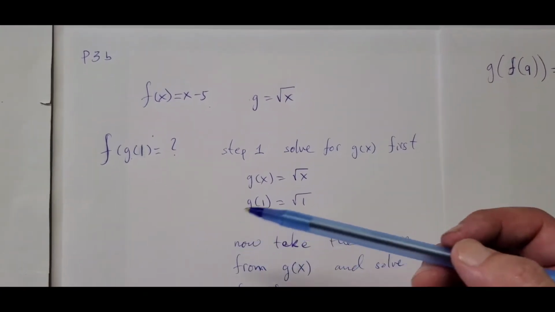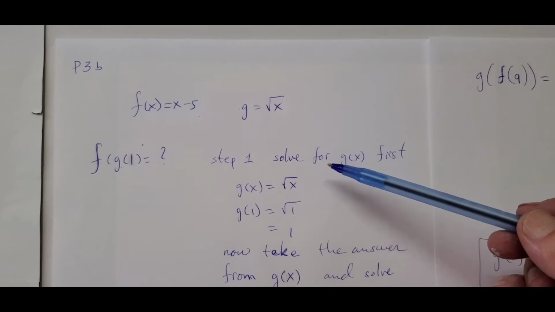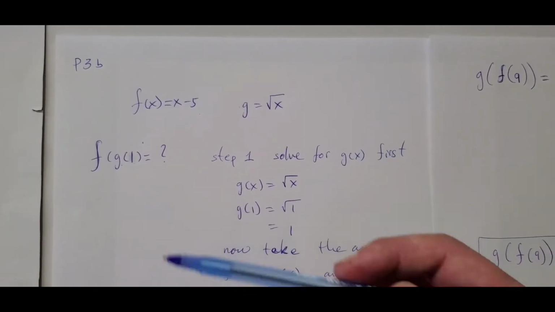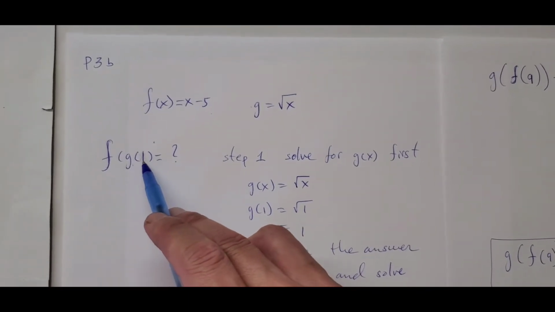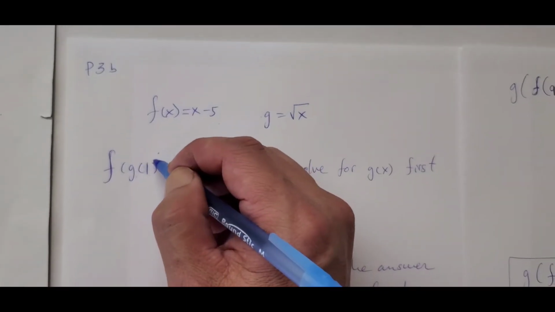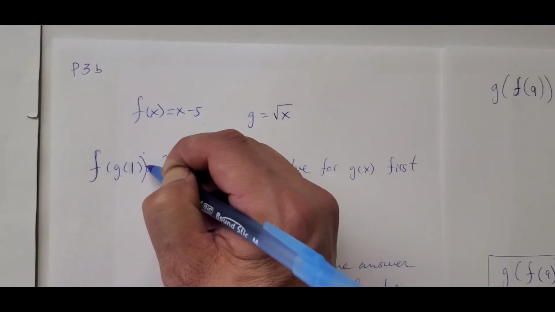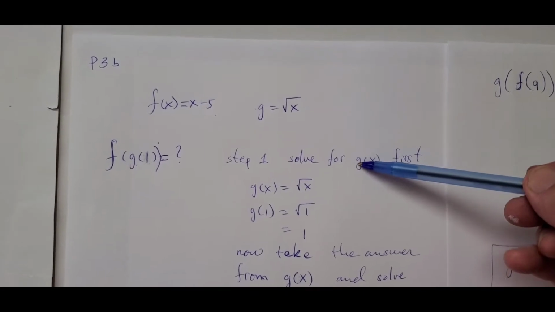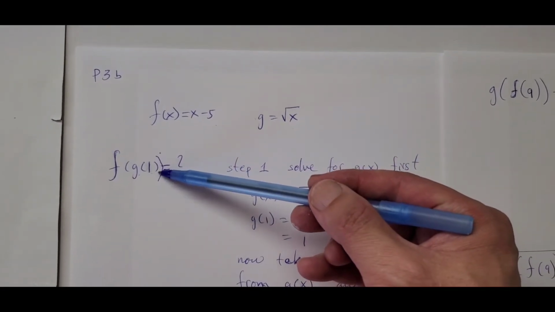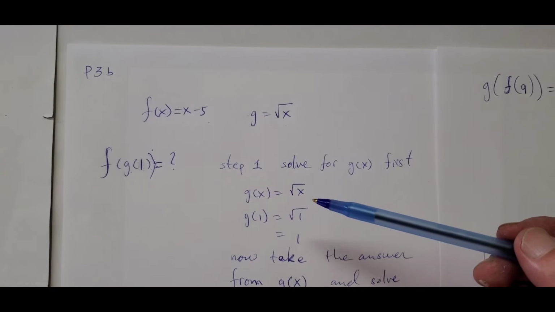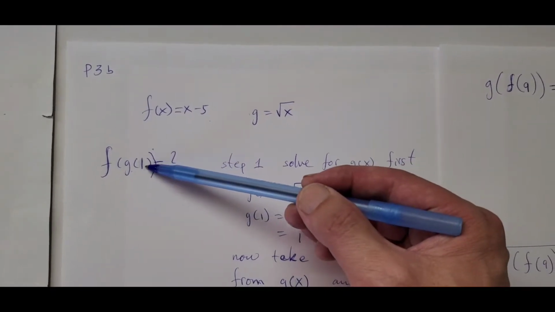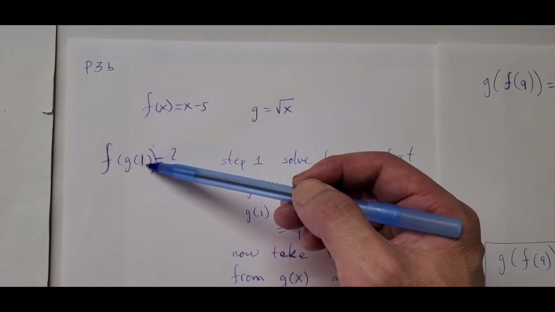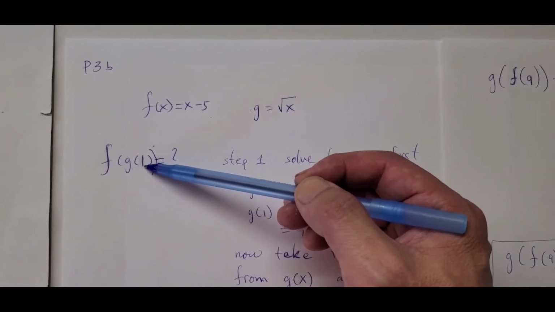Step 1, you will solve for g first. Solve for g first, and the reason is because I have g inside. So I want to know what g of 1 is first. What are we putting in? We're putting in the 1. Now we can put in any number we want. It just happened that here is a 1.